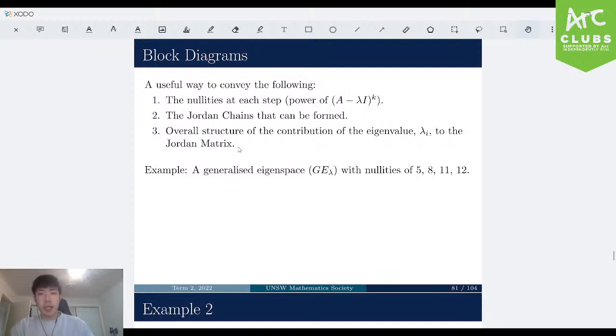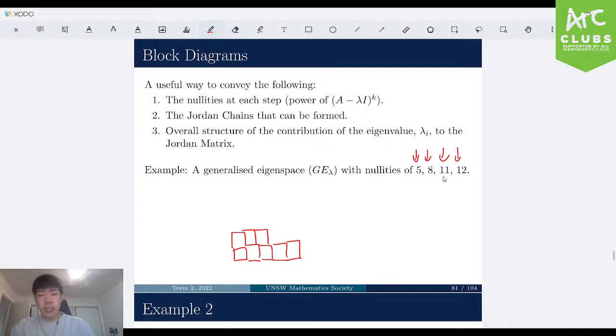Suppose we have a generalized eigenspace corresponding to eigenvalue lambda with nullities of 5, 8, 11, 12. The way we're going to draw the block diagram is to take the nullity at each step and add it as if it's like a staircase. Okay. So on the base level, we have a nullity of 5. So that'll be 5 blocks at the base. Okay. Now the next level has a nullity of 8. That's only 3 more in comparison to our first level. So we add 3 blocks on top.